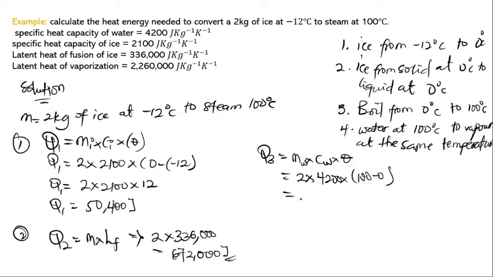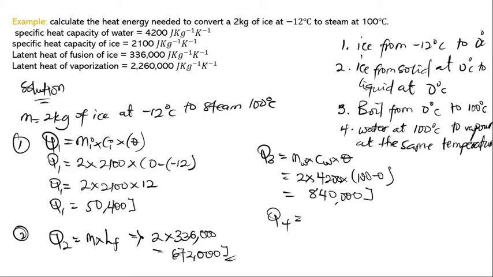So if we do the multiplication over here, we are going to get 840,000 joules as our energy required for this particular third step. So let's look at our fourth energy involved in this particular example. The fourth one is we are converting water at 100 degrees Celsius to vapor at the same temperature.